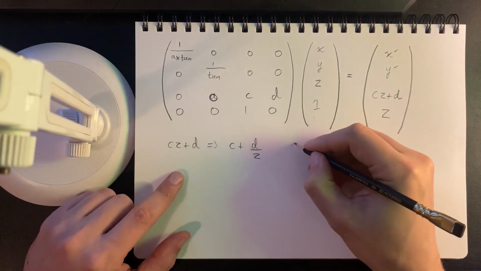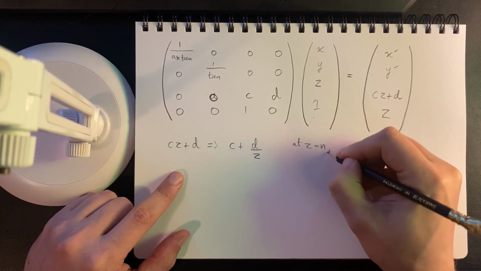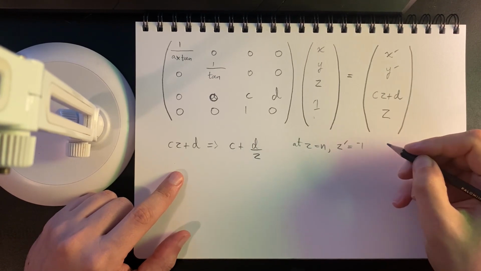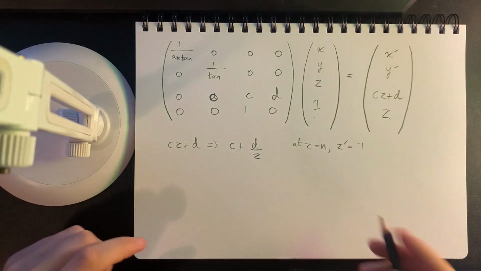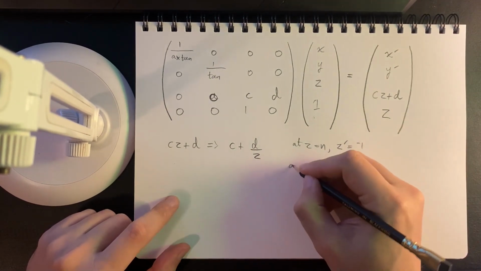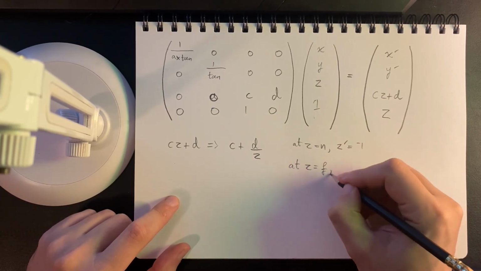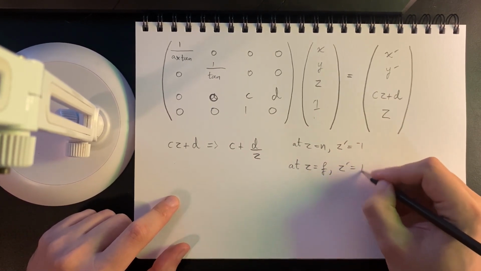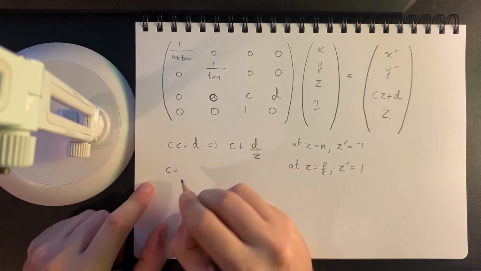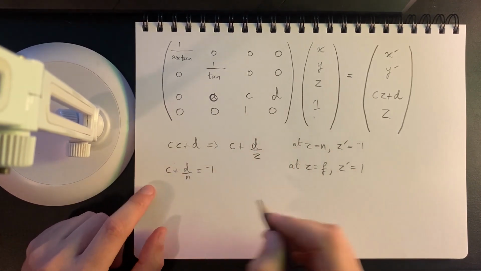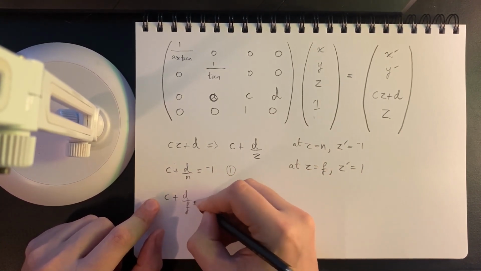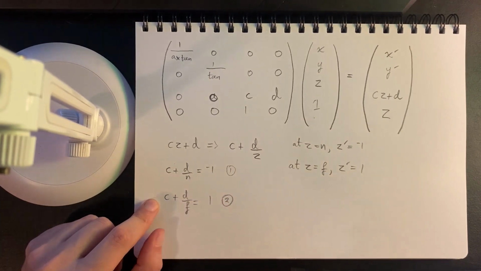Now I've got some conditions. At the near, we want the image of that to be -1, I want to say. Yeah, I could have that wrong, but let's go with that. I could definitely have that wrong, but the concept is still the same. So then at the far, we want that to map to 1. So let's put in those two conditions. So we have C plus D on N is -1. We'll call that equation 1. And then C plus D on far is equal to 1. Let's call that equation 2.